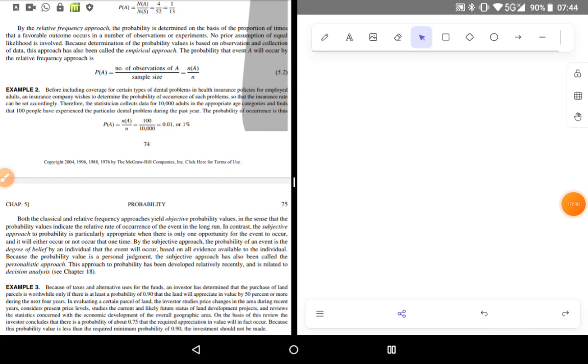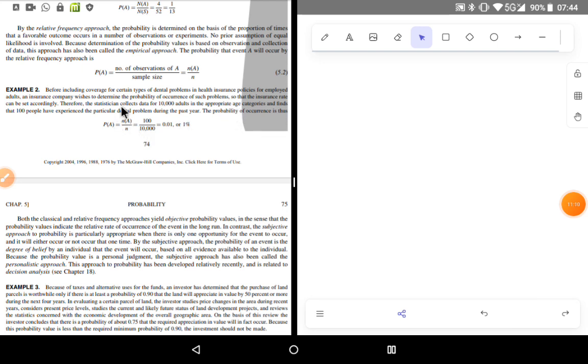Before including coverage for certain type of dental problem in health insurance policy for employed adults, an insurance company wishes to determine the probability of occurrence of such problem so that the insurance rate can be set accordingly. Therefore, the statistician collects data for 10,000 adults in the appropriate age categories and finds that 100 people have experienced the particular dental problem during the past year. So now the probability of occurrence is thus.